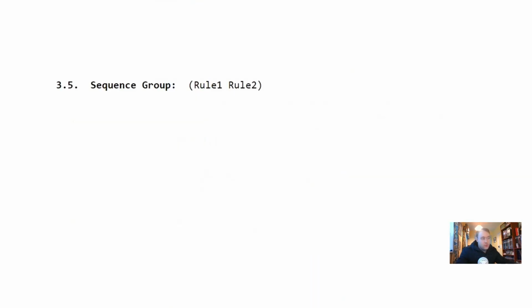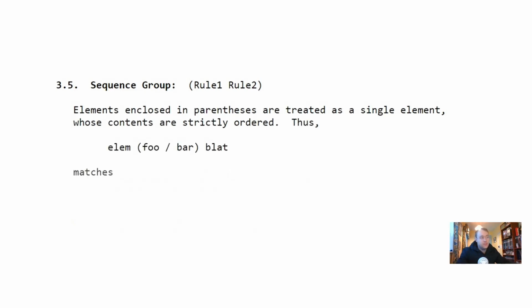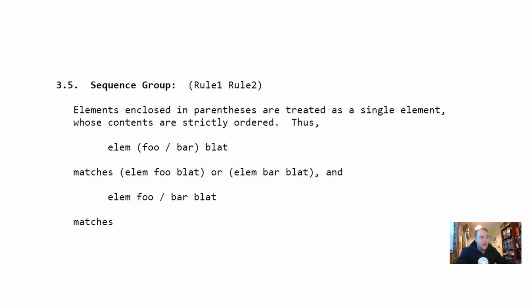Now, rounded brackets for sequence groups. Elements enclosed in parentheses are treated as a single element, whose contents are strictly ordered. Thus, elem (foo / bar) blat, where foo and bar are within rounded brackets, will match elem foo blat, or elem bar blat. But if you have elem foo / bar blat, you need to see how this is written, of course. Well, that will match elem foo or bar blat.